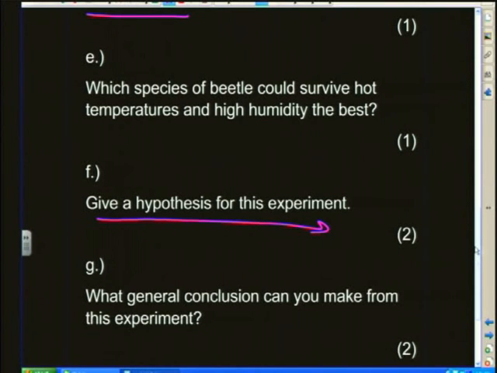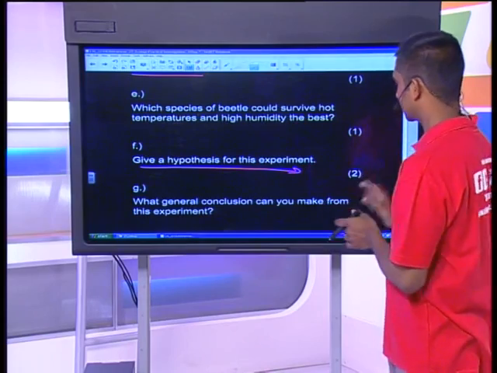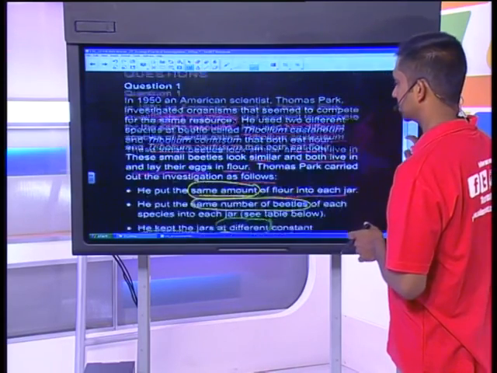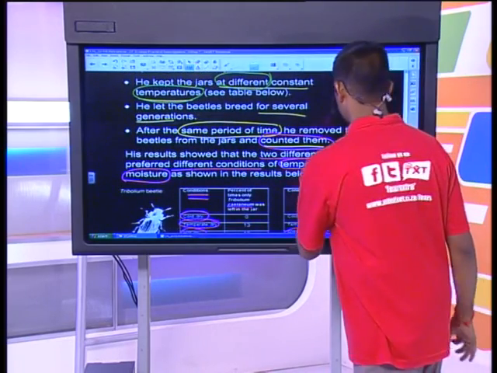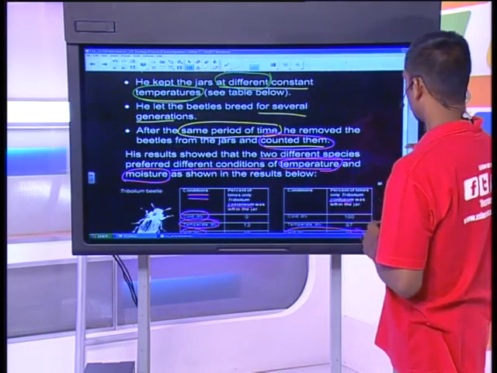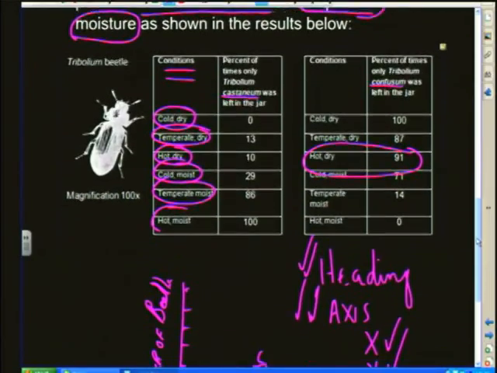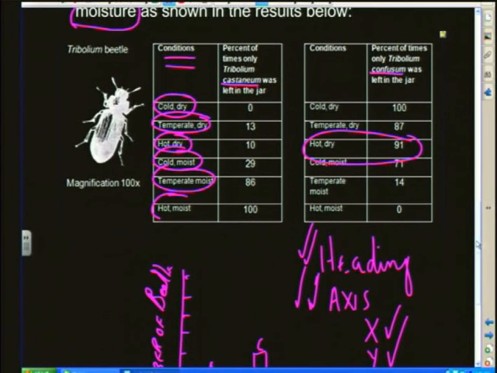Now we've got to go back to the raw data and write down a hypothesis based on what the raw data is. So looking at the raw data, guys, and remember the variables that we've tested. Here we've tested two different conditions, temperature and moisture. So my hypothesis would be, looking at the two species of Tribolium, that hot and moist conditions are preferred by Tribolium castaneum, whereas cold and dry conditions are preferred by Tribolium confusum. And that's essentially the hypothesis. Notice that I've used the raw data and I've made a statement about facts that I have.